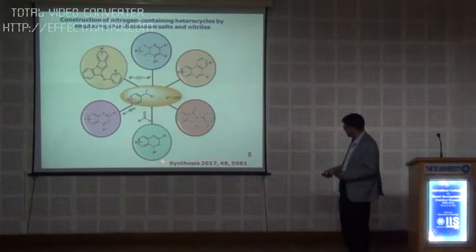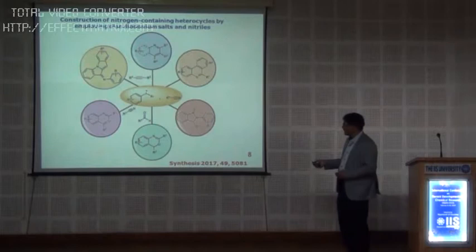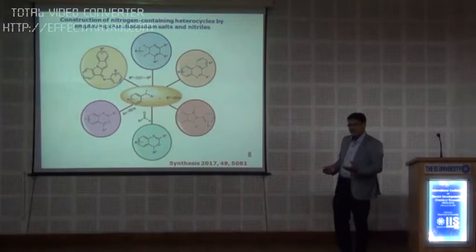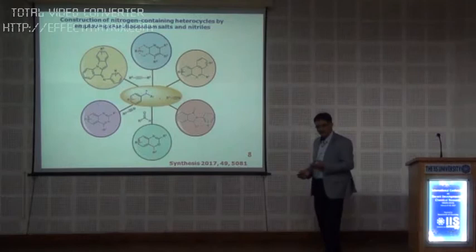Very recently, in this review article on diaryliodonium salt chemistry, these salts chemoselectively react with nitrile and form a nitrilium ion, which can be trapped by various nucleophiles, and even sensitive functional groups like amino and others are spared in the presence of this nitrile.